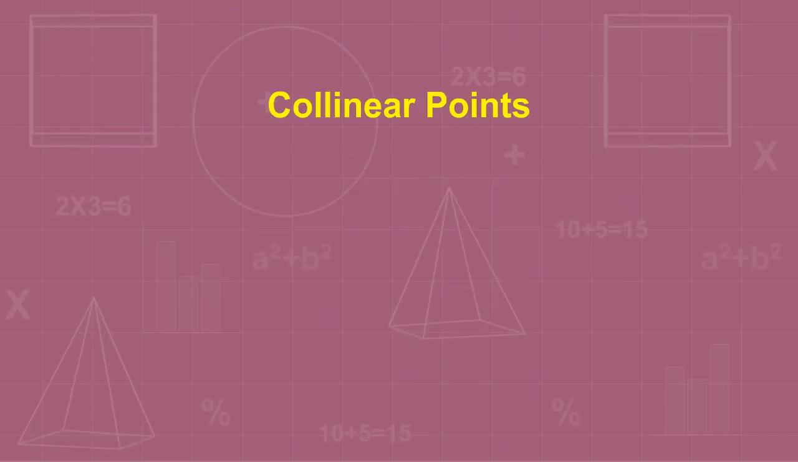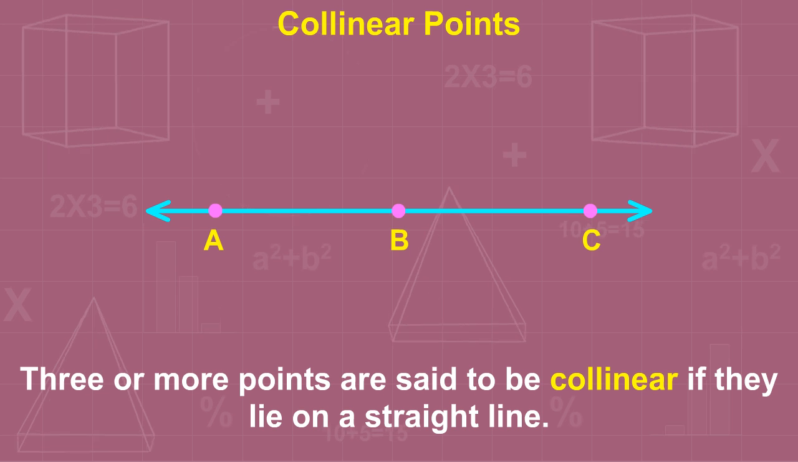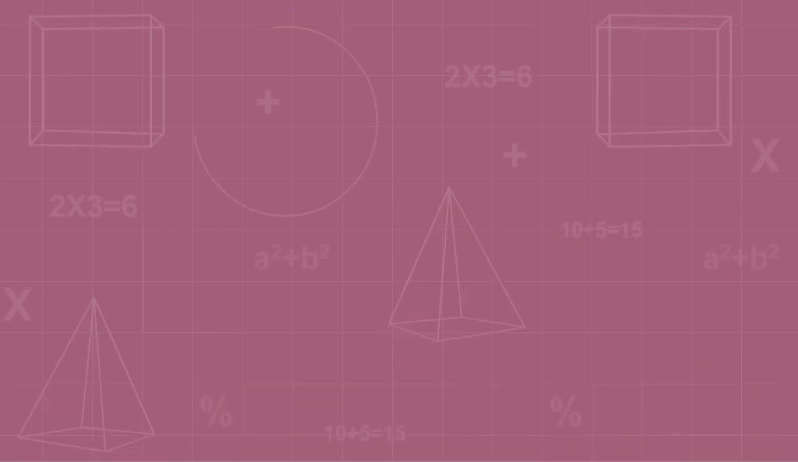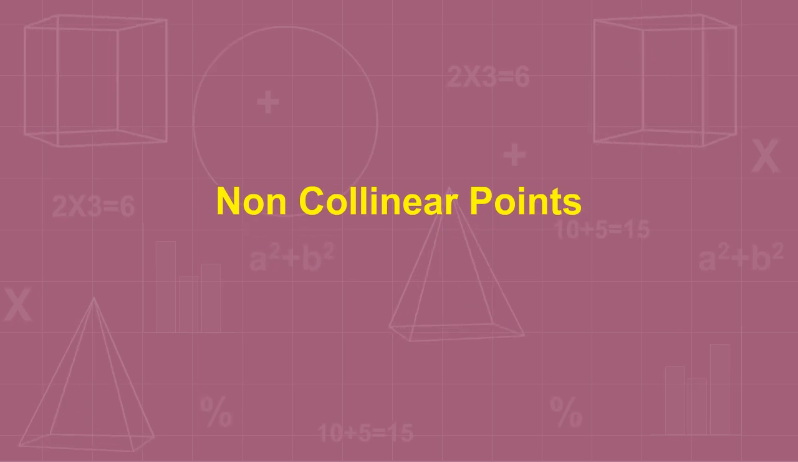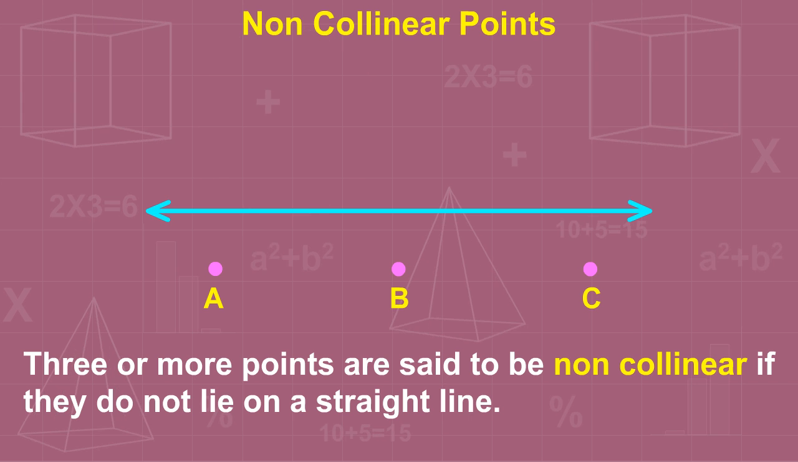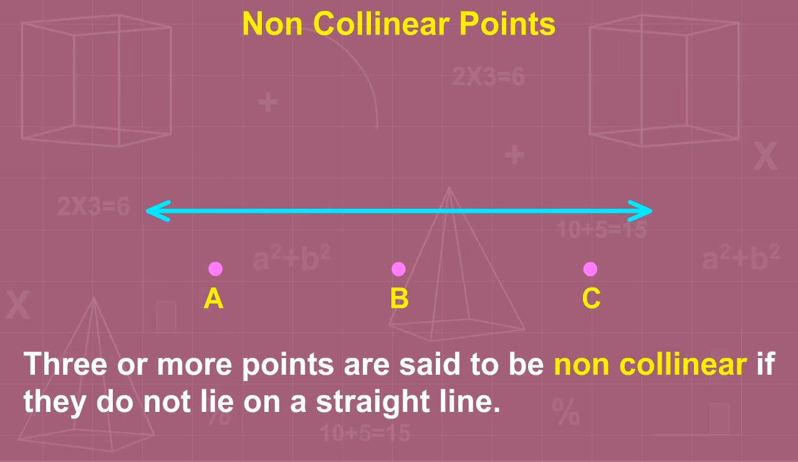Collinear points. Three or more points are said to be collinear if they lie on a straight line. Non-collinear points. Three or more points are said to be non-collinear if they do not lie on a straight line.